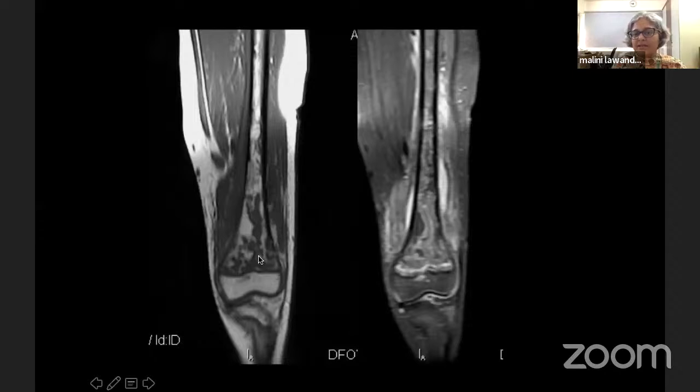Or I have a lesion like this. Again, a lot of marrow edema. I'm worried, is this Ewing sarcoma? When I look at this STIR image, it looks scary. Look at the T1 weighted image. You can see the serpentine areas and you can see the fat spared in between.